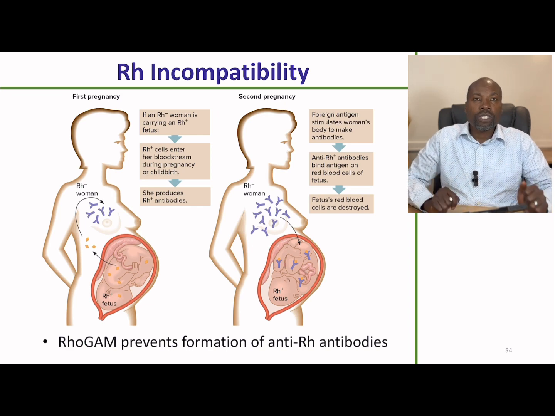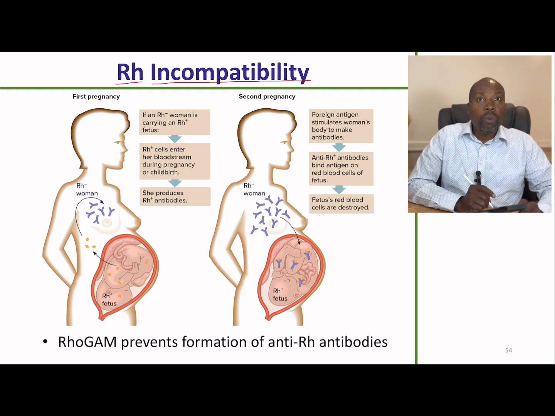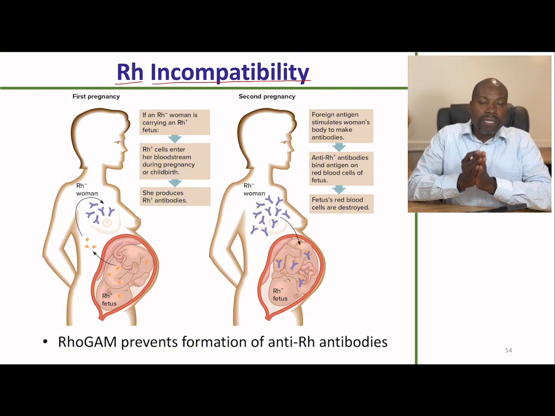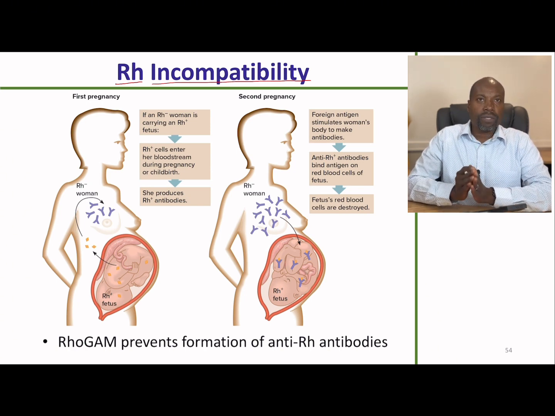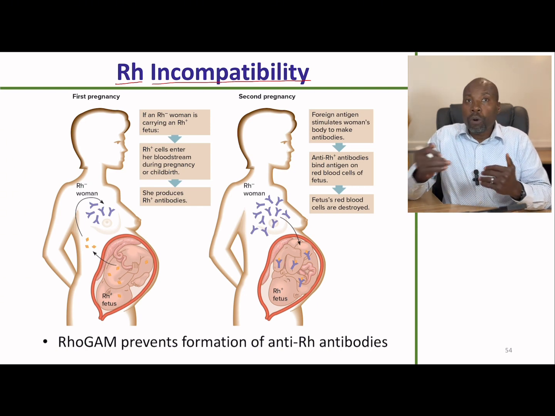Now, the kind of condition I'm talking about is, for instance, when there is what we call a rhesus incompatibility. Now, what is rhesus incompatibility? So, in our red blood cells, we have a number of surface markers, right? We talk about blood type A, blood type B, blood type O. Blood type A has antigen A on the surface. Blood type B has antigen B on the surface. Blood type O has no A, no B.